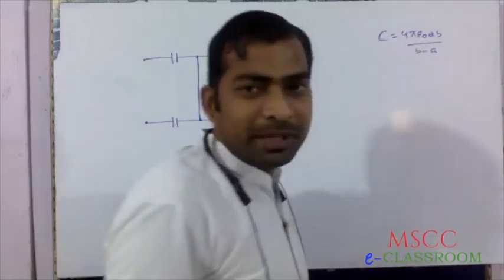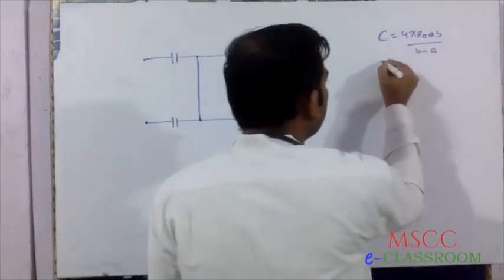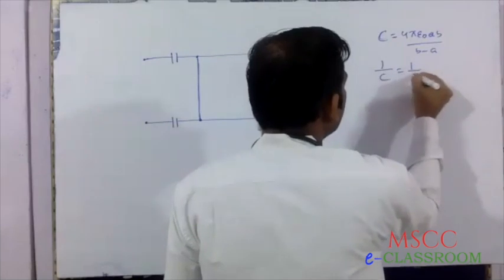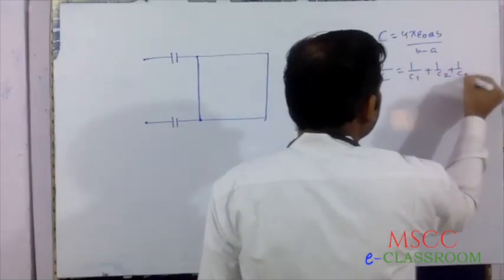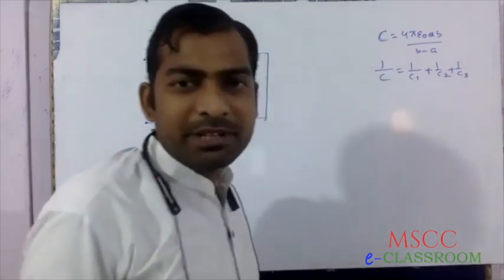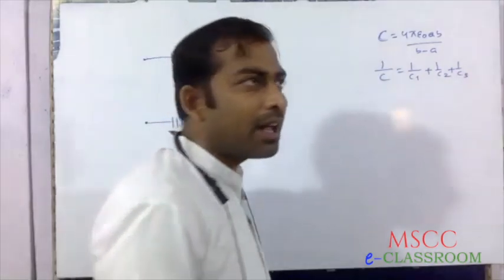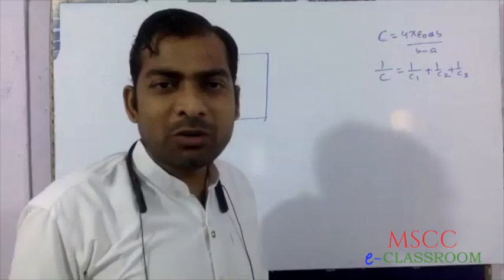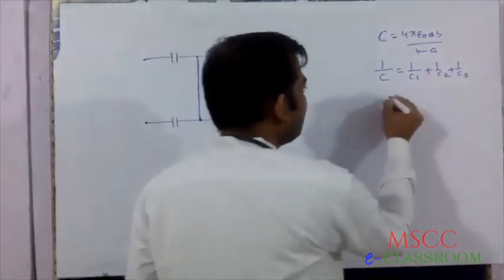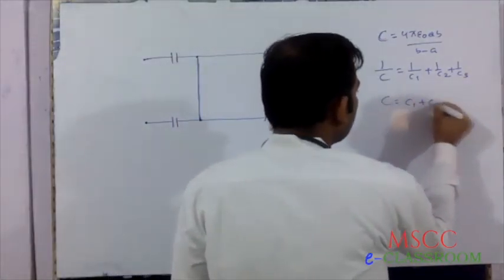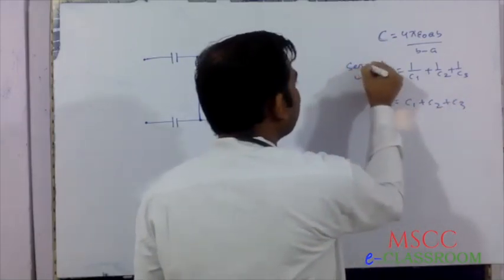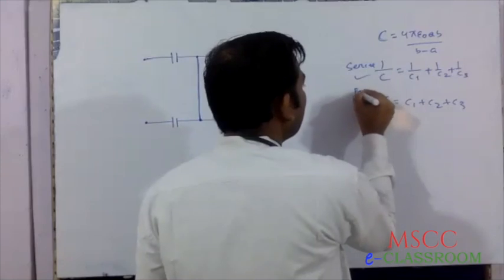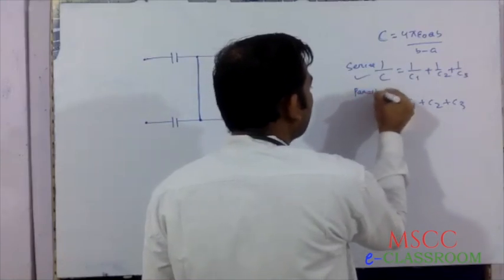For a series combination, the equivalent capacitance is 1 by C equals 1 by C1 plus 1 by C2 plus 1 by C3. Whereas, if capacitors are connected in parallel, then their equivalent capacitance is C equals C1 plus C2 plus C3. This is for series combination. This is for parallel combination.